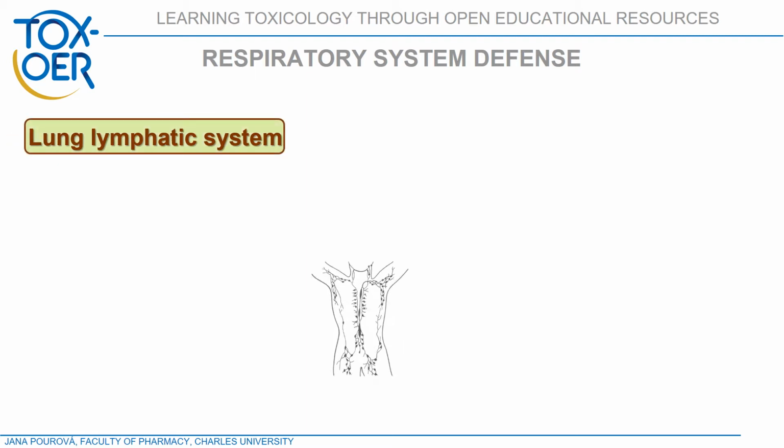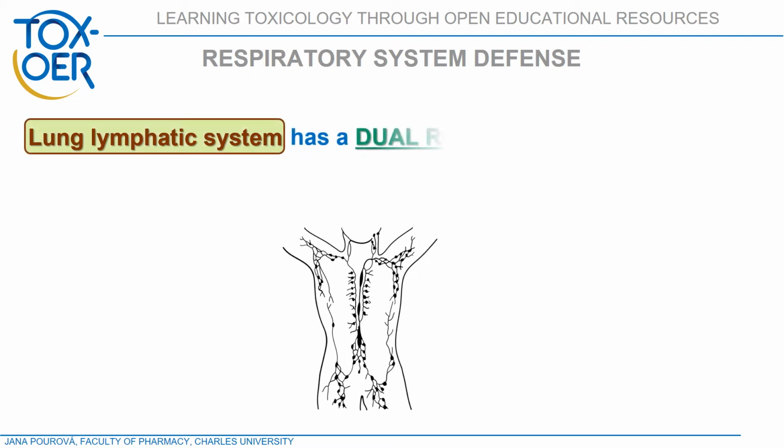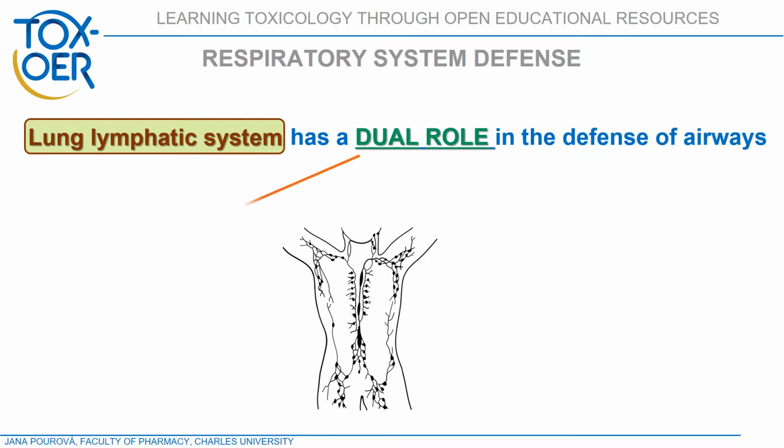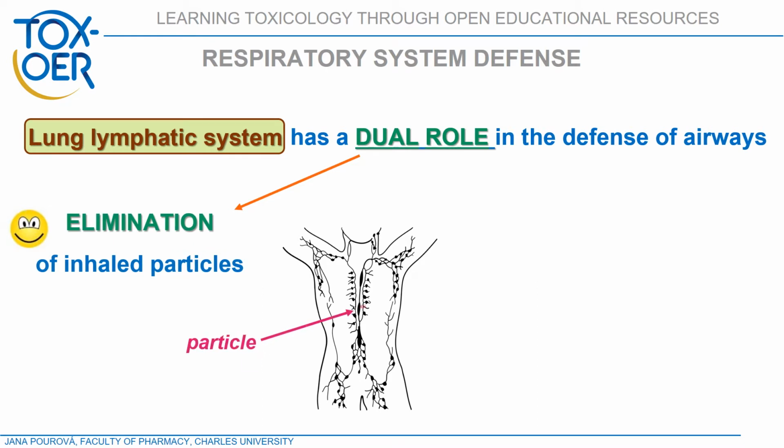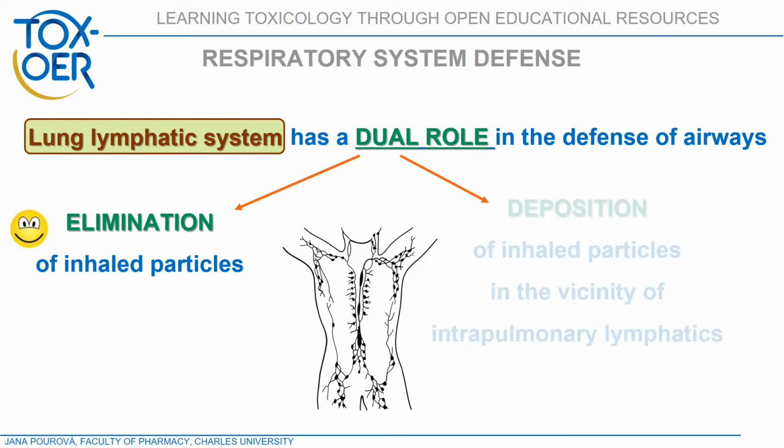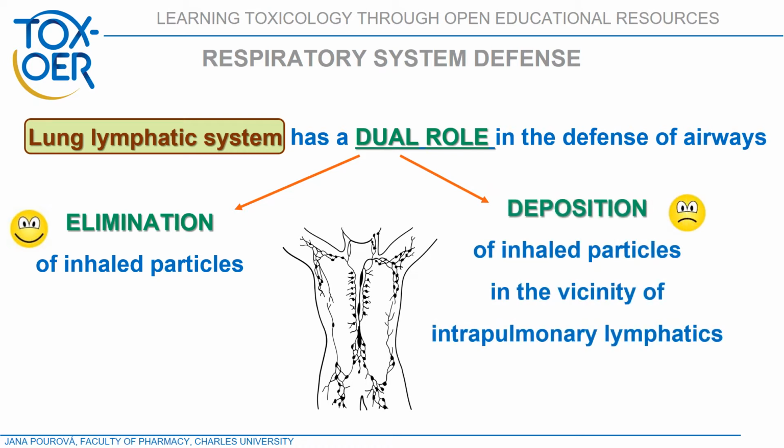Lung lymphatic system has a dual role in the defense of airways. It participates in the elimination of inhaled particles and deposition of inhaled particles in the vicinity of intrapulmonary lymphatics.